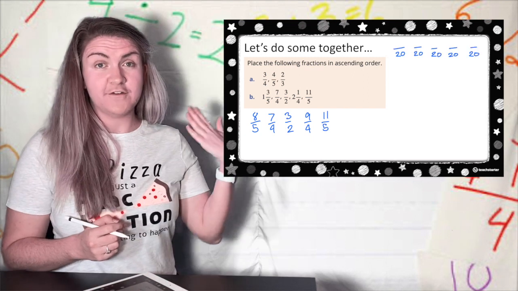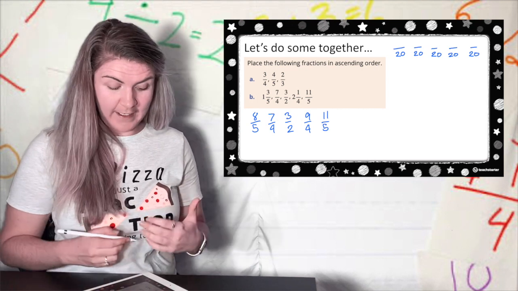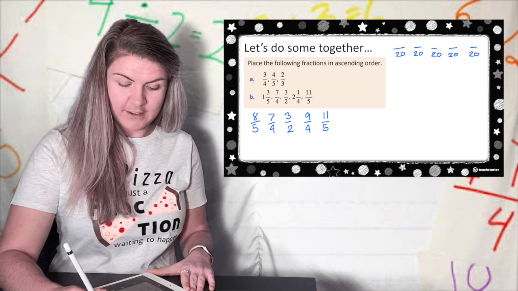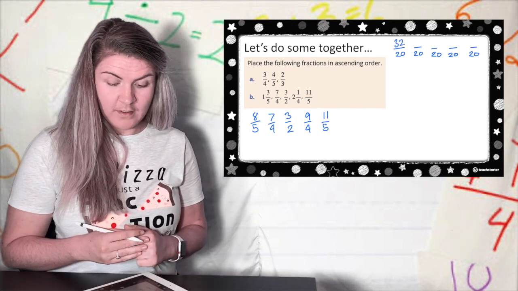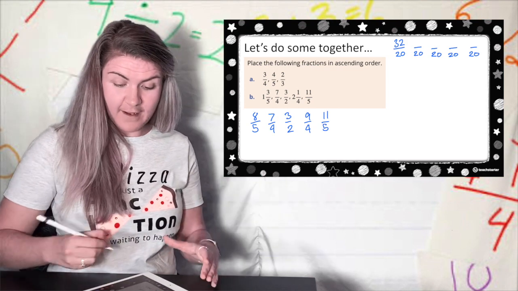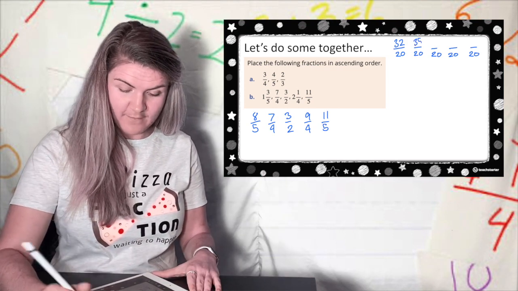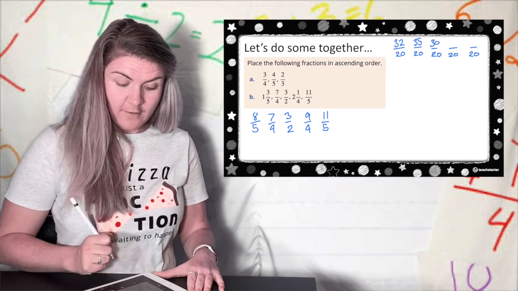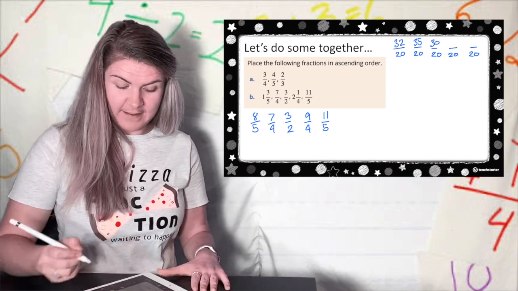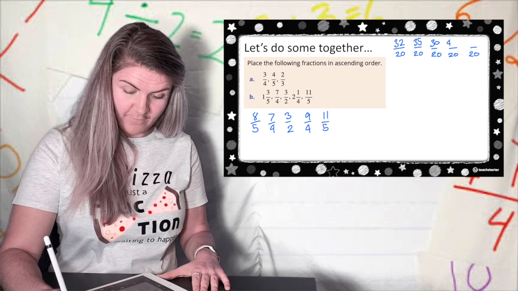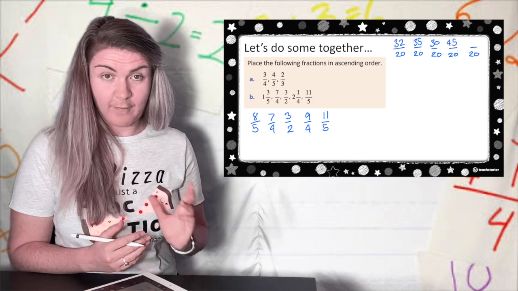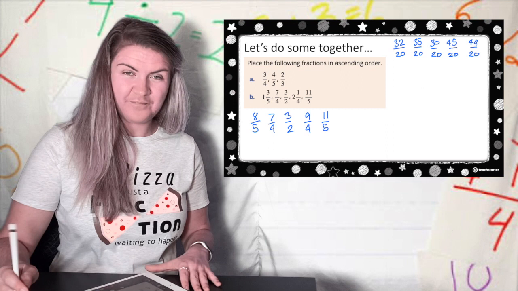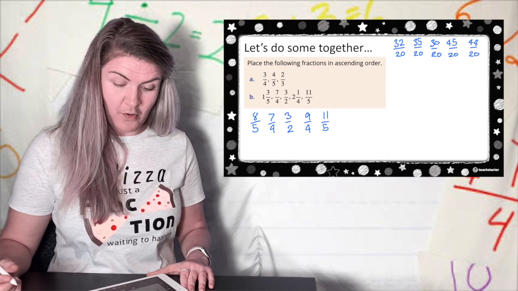So to get from 5 to 20 is times by 4. 8 times 4 is 32. 4 to 20 is times by 5. 7 times 5 is 35. 2 to 20 is times by 10. Times by 5 again is 45. And then times by 4 is 44. And now I can put them in order.